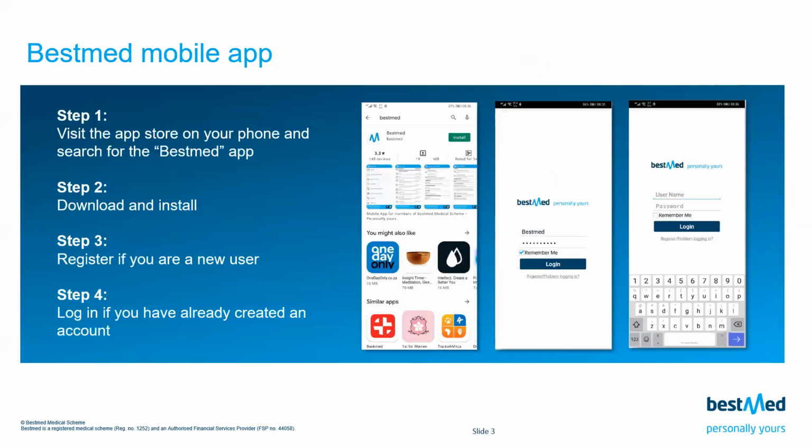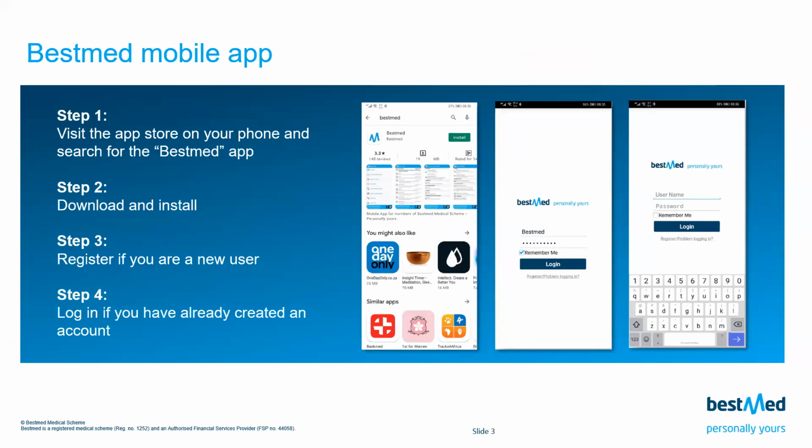Good. So you can go to the Play Store on your cell phone, and then you will be able to find the BestMed app. You will see that there are two different versions. The first one will say BestMed app, and then the second one will say BestMed broker app. You won't be able to work on the broker app, so please just download the first one.